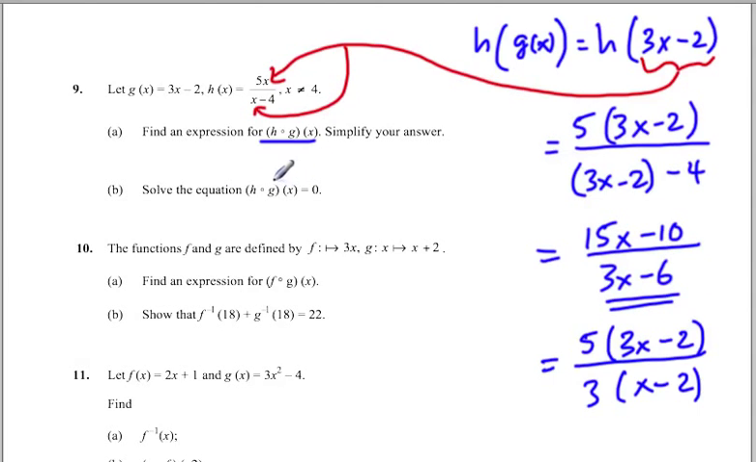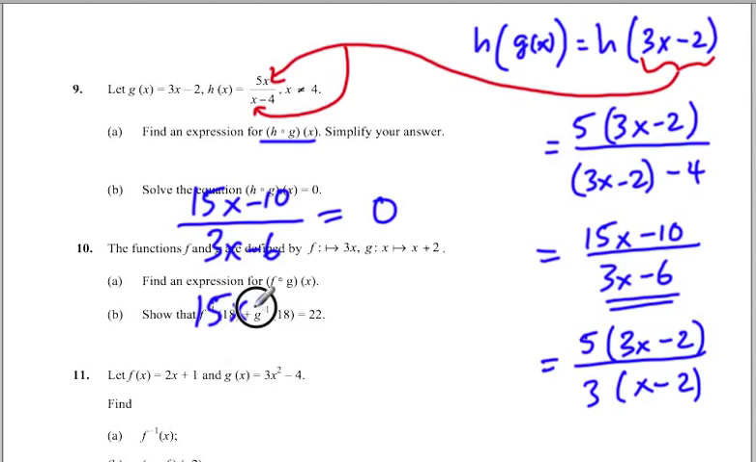Okay, solve the equation. This is equal to 0. So I just need a little bit of room. So here, I'll just write it all over here. So it's really 15x minus 10 over 3x minus 6. They're saying this is h of g, and they're saying set it equal to 0 and solve it. So all you have to do is multiply by the denominator on both sides, and 0 times that will simply be 0. So in other words, 15x minus 10 is equal to 0.